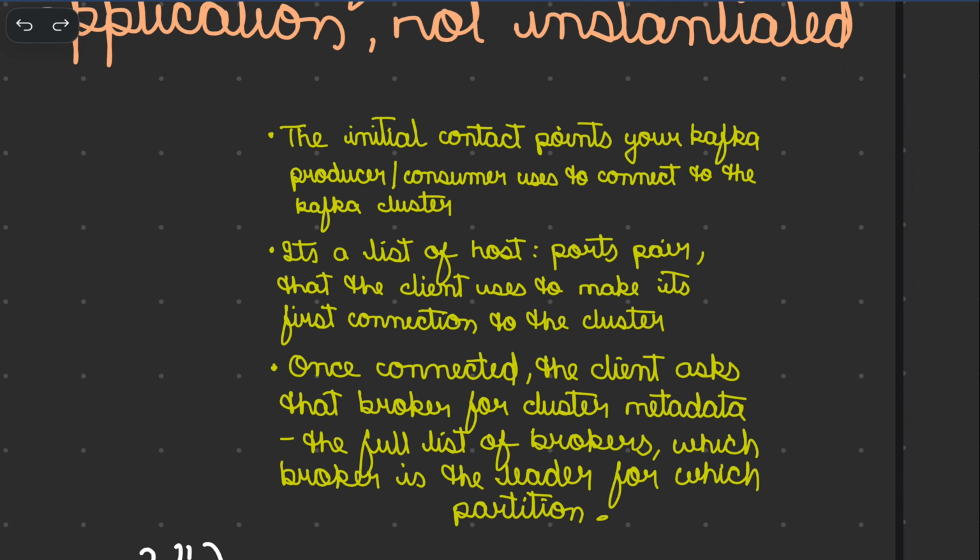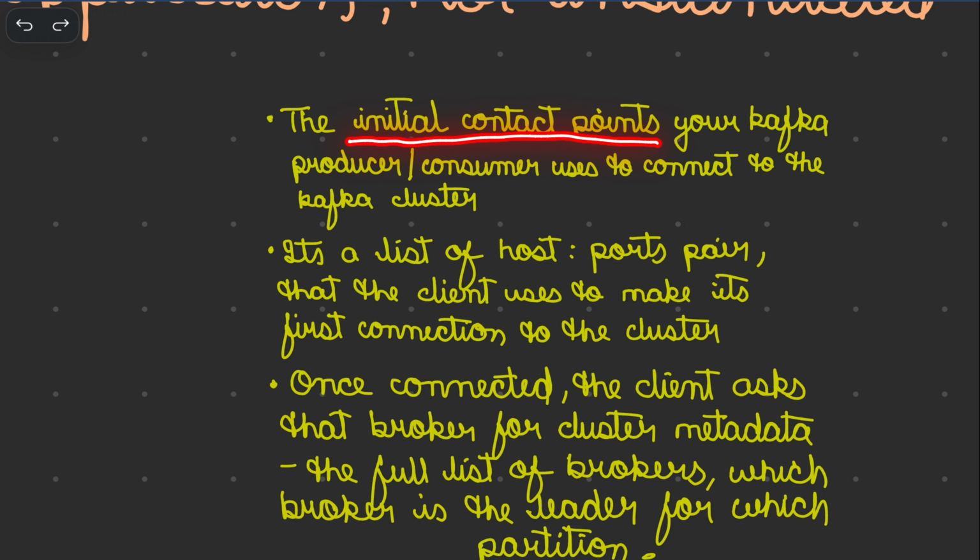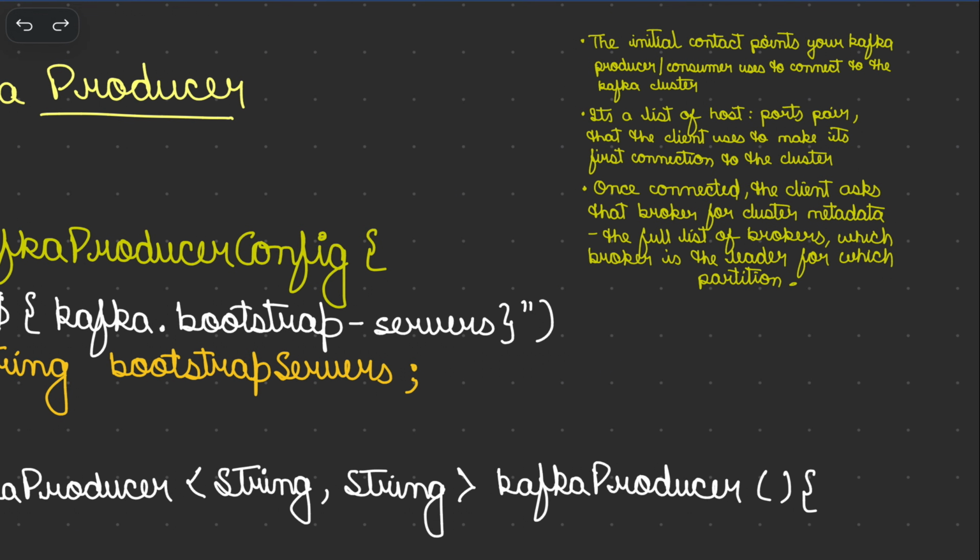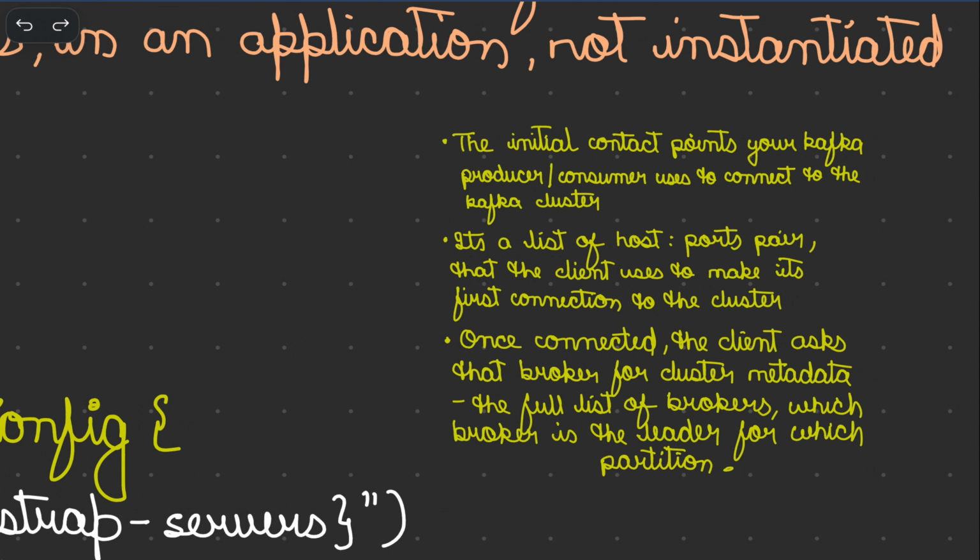Let's see here. These are the initial contact points our Kafka producer or consumer uses to connect to the Kafka cluster. This is the point of contact by which our producers and consumers connect to the Kafka cluster. You must have a doubt about what a Kafka cluster is. A Kafka cluster is nothing but a group of multiple Kafka brokers working together as a unified messaging system. I hope the Kafka cluster is clear.